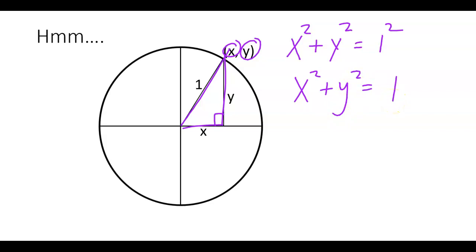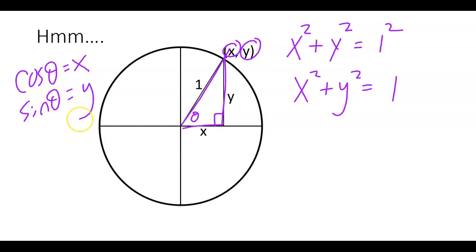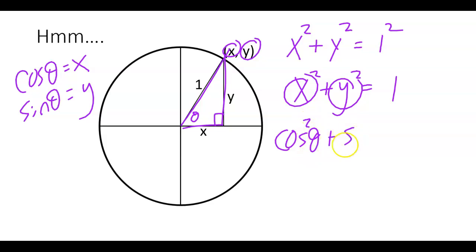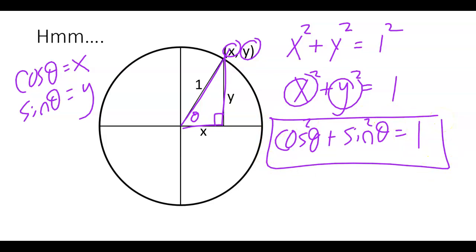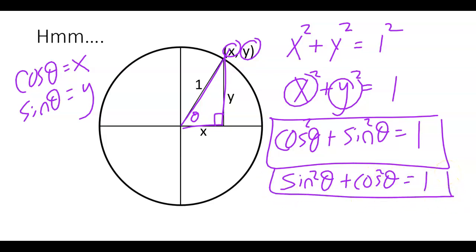So we have that. Now, you guys may also recall that cosine of your angle gives you x, if that's my angle there, and sine of my angle gives me y. And so if I were to replace x with cosine and y with sine, I would get this expression here. And we have our first Pythagorean identity right there. Now, you could have the sine and the cosine switched. It doesn't matter because with addition, the order doesn't matter. So both of those are equal to 1.